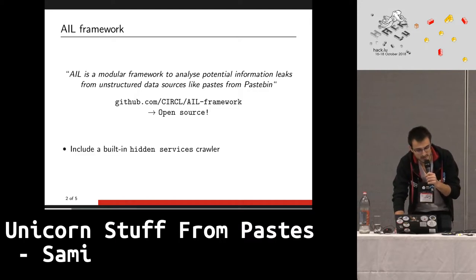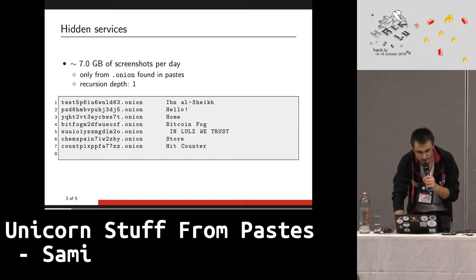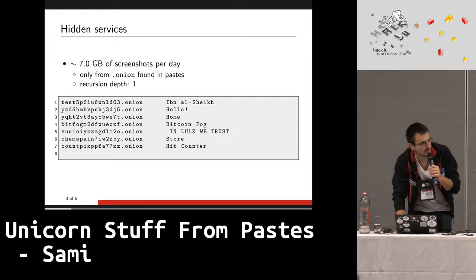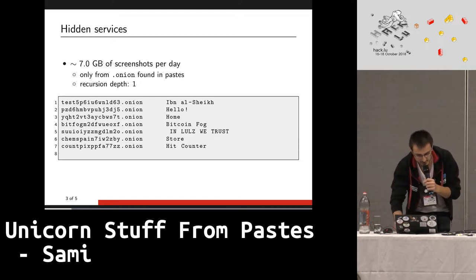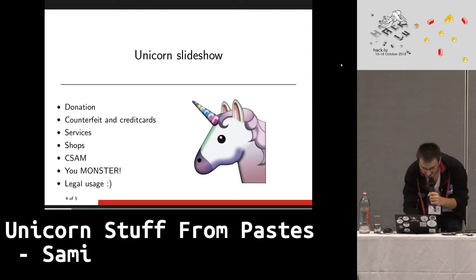Recently, we included a new module, which is a built-in hidden services crawler, and I'll show you some results we get from it. On average, with this new tool, we have around 7 gigabytes of screenshots per day, only from onions we can find on Pastis. And we're only crawling with a depth of 1, meaning that if we increase the depth, we will have way more data. Just below is an example of an onion list that we can find on Pastebin. So let's go with the slideshow.